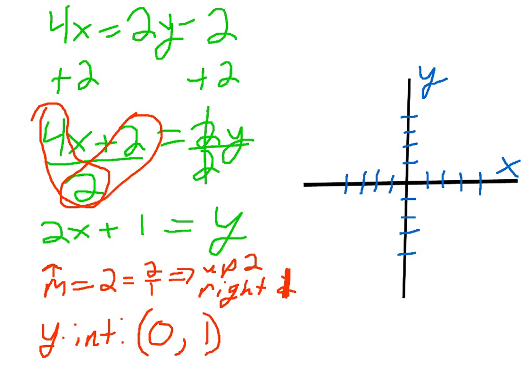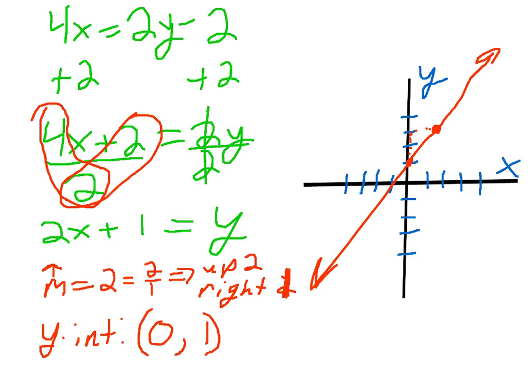Okay, now all that's left to do is graph this thing. So let's graph it. First thing I always graph is my y-intercept. The next thing that I'm going to graph is my slope. I'm going to use my slope to get the next point. So I'm going to go up 2, starting at that point, and then over 1. So we'll go over 1 and put a new point. And just connect the dots. And that's it. And now I've graphed my line 4x equals 2y minus 2.